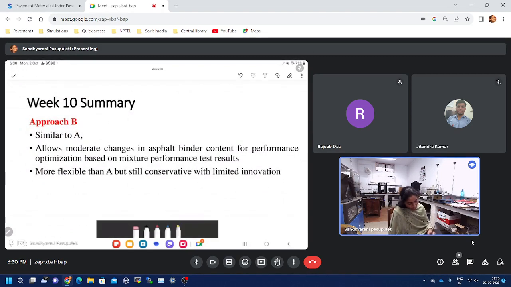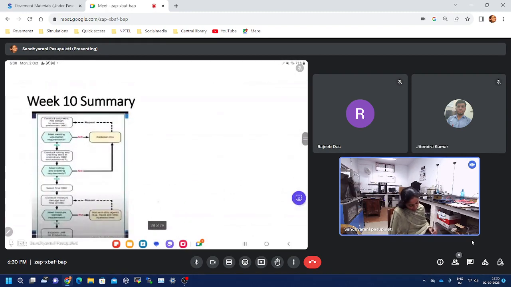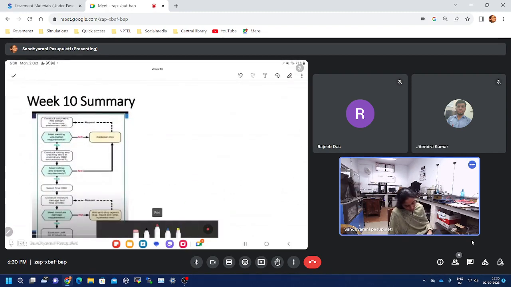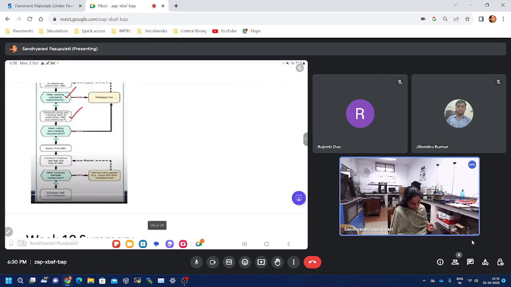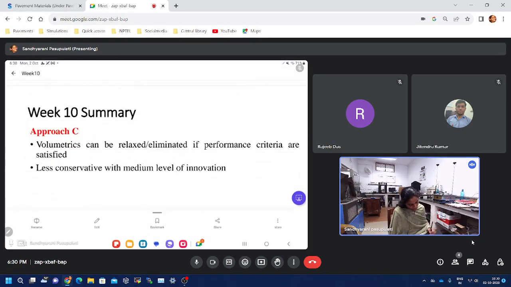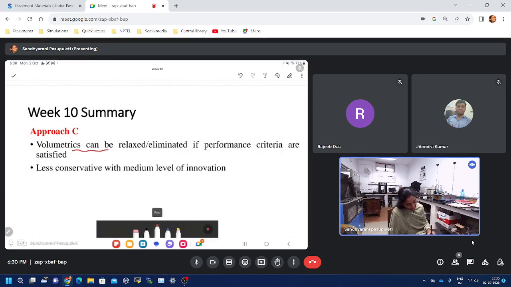Approach A and B are almost the same, but the only difference is this: we do the volumetric mix design and get some OBC, but we can actually modify it and use the OBC plus some other bitumen contents, at two different bitumen contents. Bitumen contents higher than the OBC we can also cast. And in approach C, the volumetrics can be relaxed or eliminated if performance criteria are satisfied. This is less conservative, with a medium level of innovation.